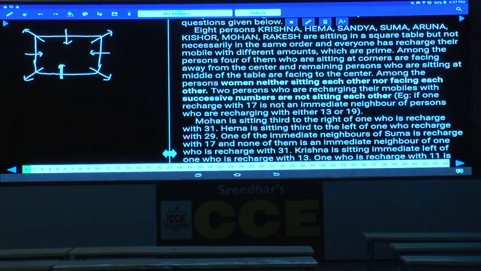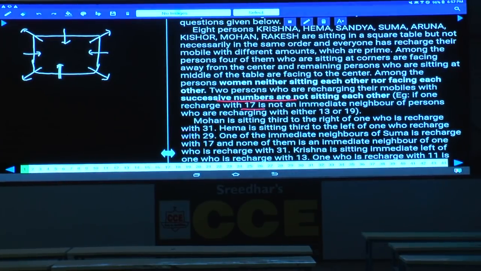And the next one: among the persons, 2 persons who are recharging their mobiles with successive numbers are not seated adjacent to each other. Successive numbers are not seated adjacent to each other, and all the numbers are prime numbers. That is, no 2 successive prime numbers are adjacent to each other, isn't it? And if one recharges with 17, he is not an immediate neighbor of either 13 or 19, because 13 and 19 are the immediate preceding and succeeding prime numbers to 17.